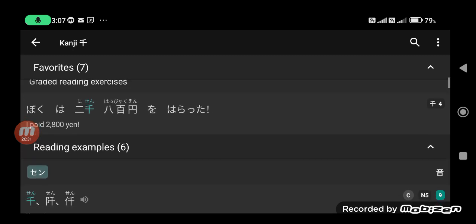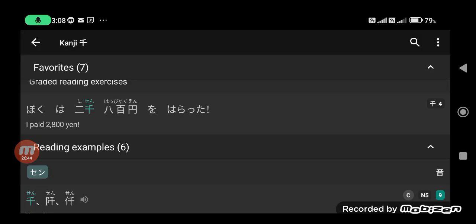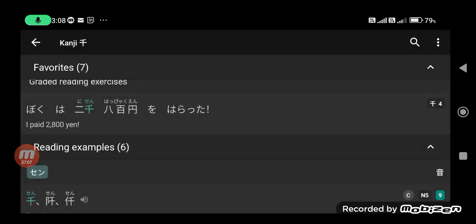Let's see an example. I paid 2,800 yen. So in Japanese, 僕は2800円を払った. Haratta here is to pay. Haratta is the past tense of harau. Harau is a verb that means to pay. But it says here paid, or past tense. So what is the past tense of harau? Haratta.